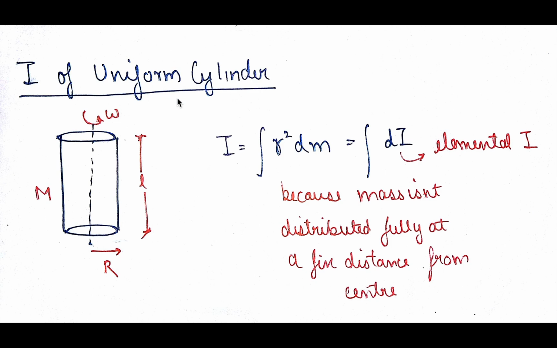Now, the moment of inertia of a uniform cylinder: because the mass isn't uniformly distributed from the axis of rotation, we have to take the elemental mass approach. So I is equal to the integral of r squared dm. Because mass isn't distributed at a fixed distance from the center, we first take an element, calculate its elemental moment of inertia, and then integrate it.